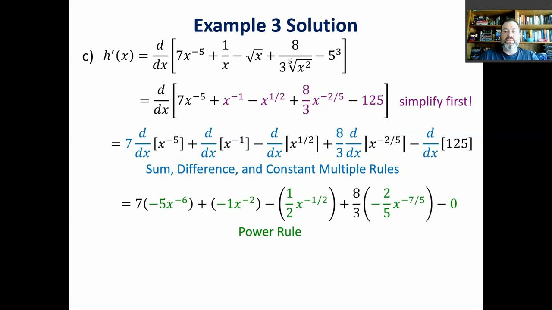Now we use the power rule, or in the case of this one over here, 125 is a constant, right? So its derivative is 0.